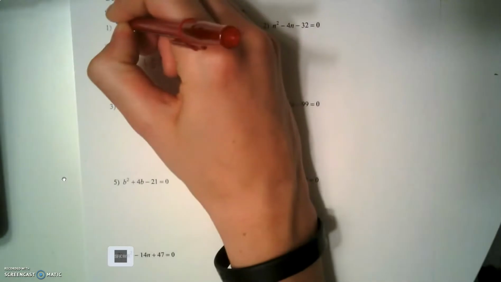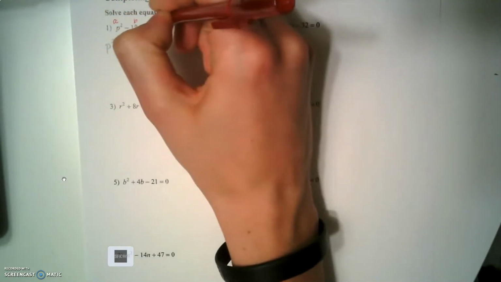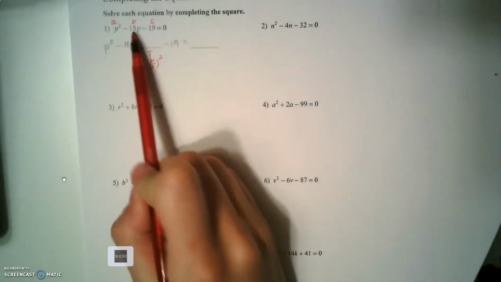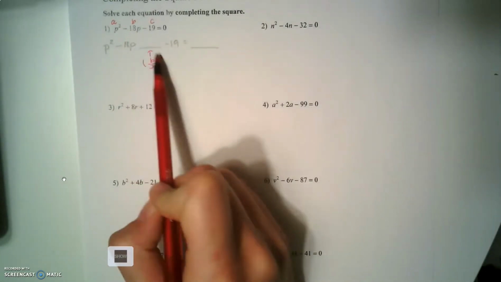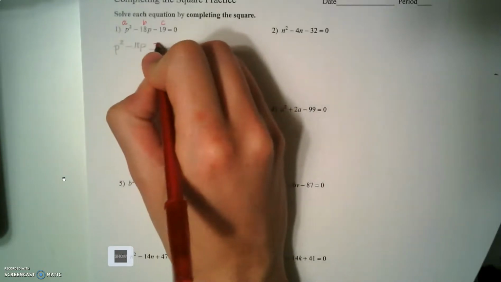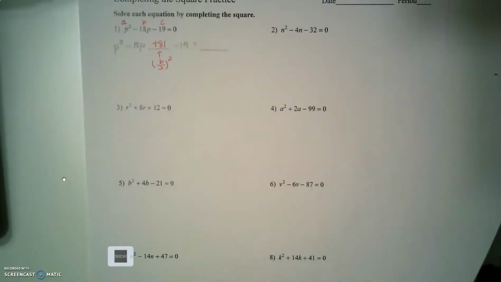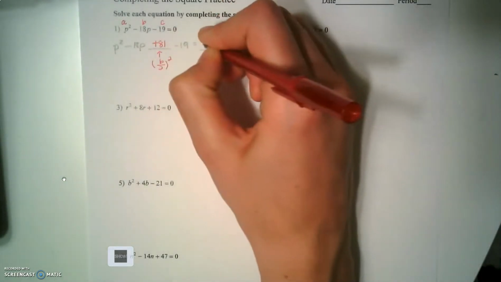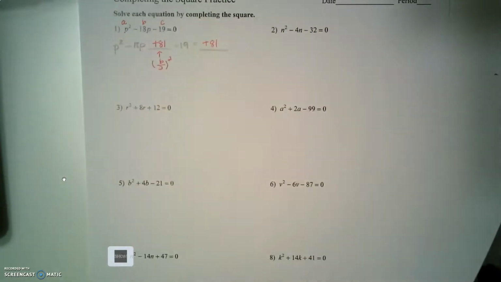Remember that this is your a value, your b value, and your c value in a quadratic equation. So what we're looking to do is take half of 18, which is 9, and square it. So negative 9 squared is a positive 81. And we have to follow algebraic rules. The zero product property tells us that if we add something to one side, we have to add it to the other.